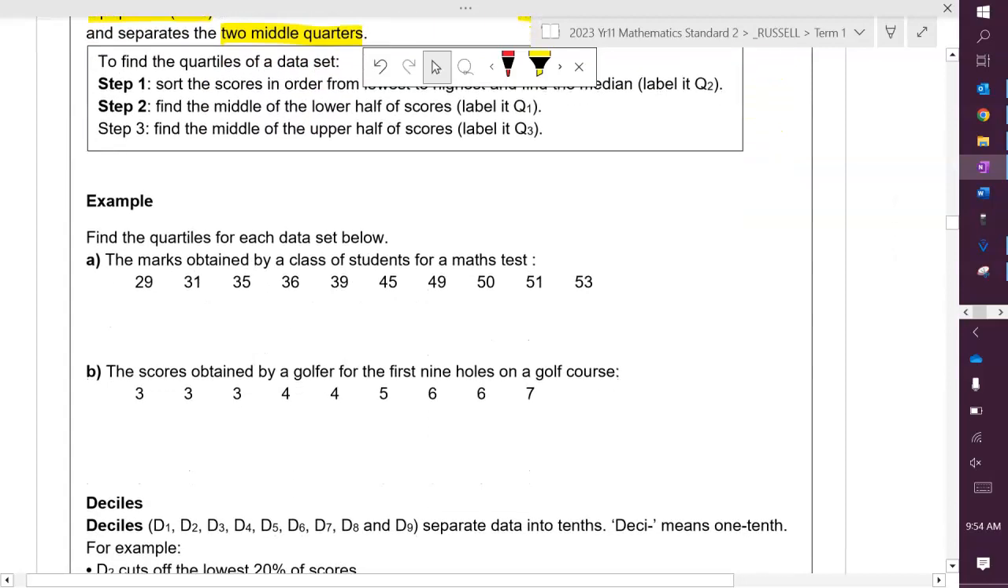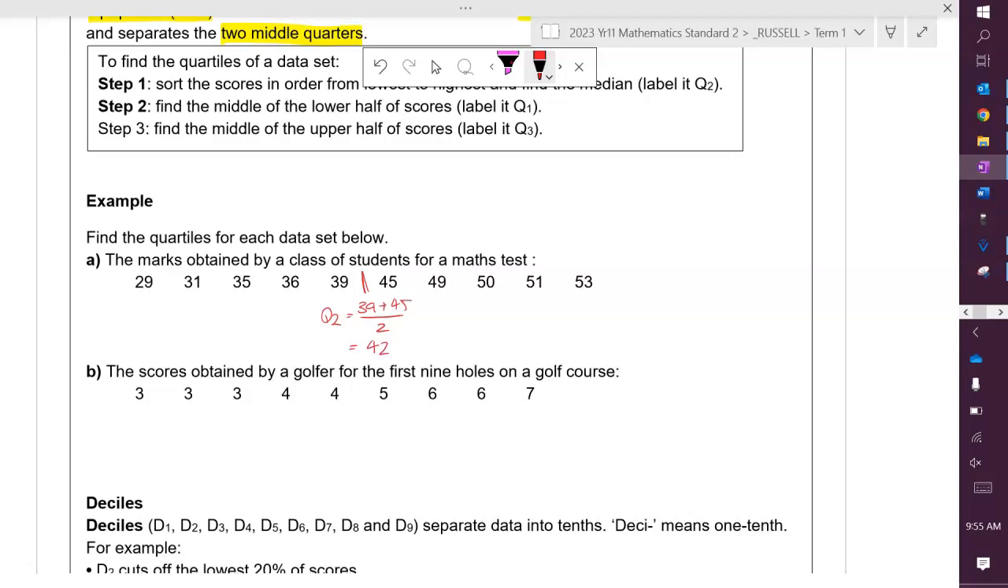So to find the quartiles for each set of data, first the marks obtained by a class of students for a maths test. So 1, 2, 3, 4, 5, 6, 7, 8, 9, 10. So half of 10 is 5. So 1, 2, 3, 4, 5. So this is my halfway point. So my Q2, or my median, is halfway between these two scores. So 39 plus 45 divided by 2, which is going to give me 42.